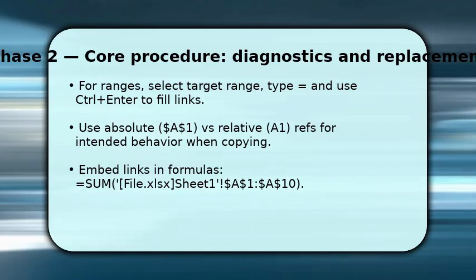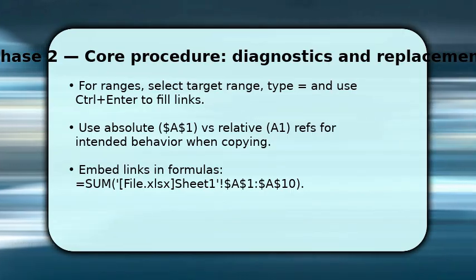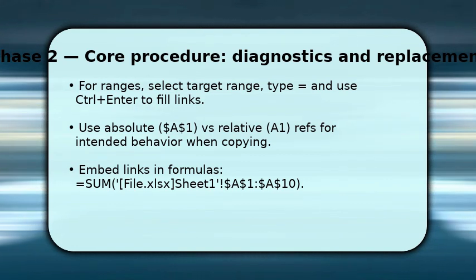For calculations, wrap linked ranges inside functions, for example, equals sum file.XLSX sheet 1, $1, $1.10. This preserves live aggregation and reduces manual errors.